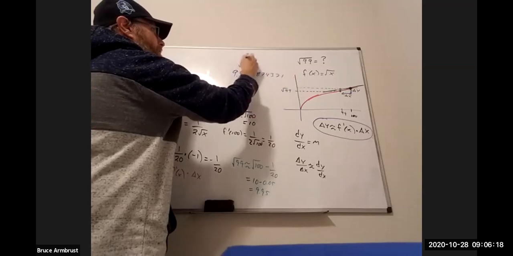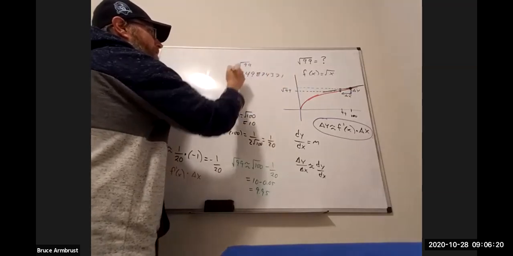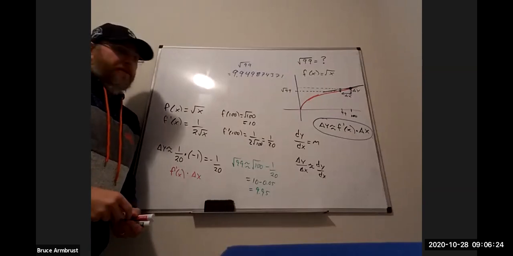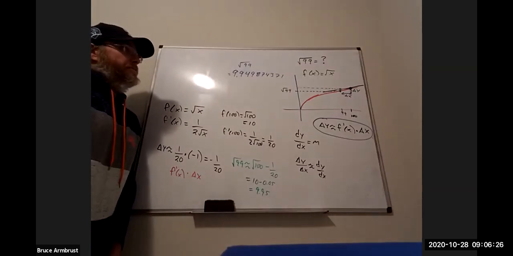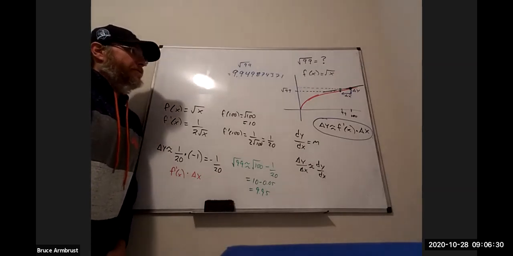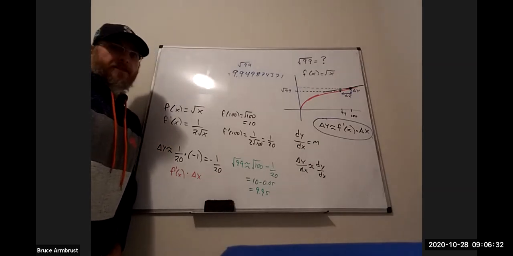Okay, so according to whatever calculator or thing that Susanna used, she gets told that the square root of 99 is 9.949874371. Obviously, it's going to keep going on.